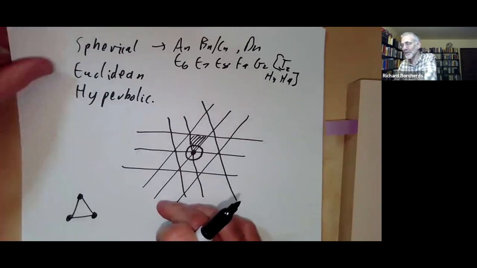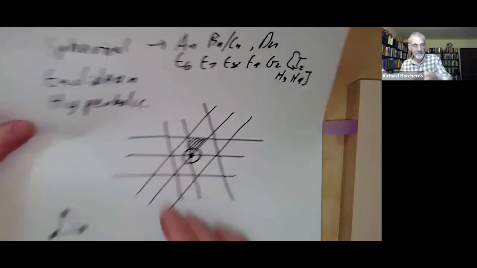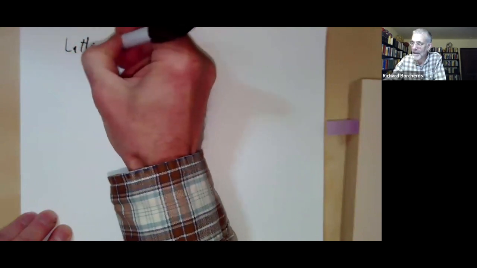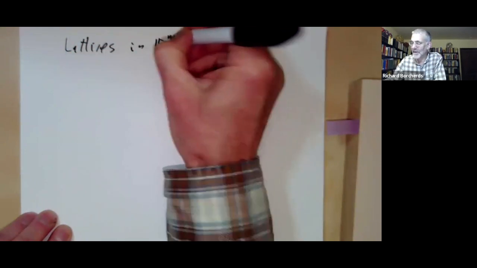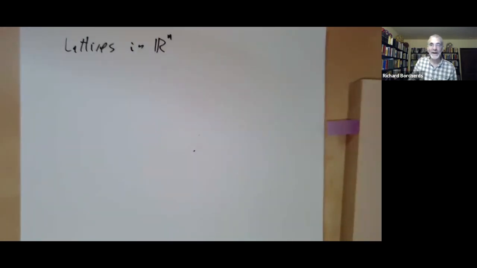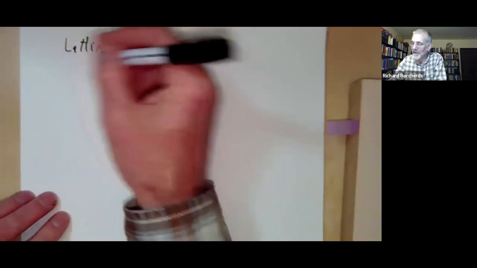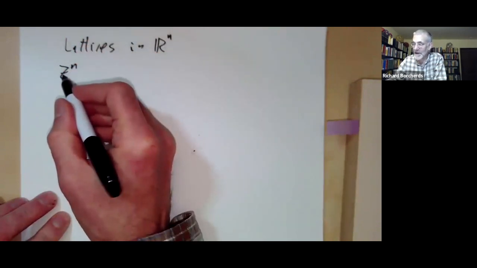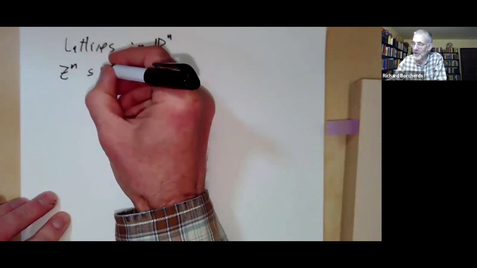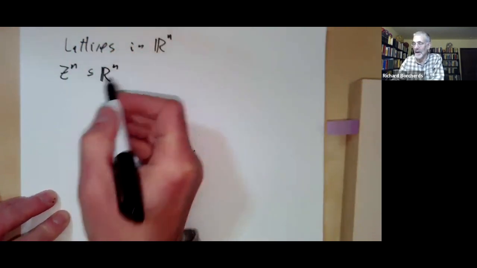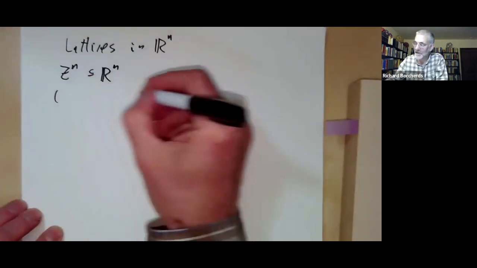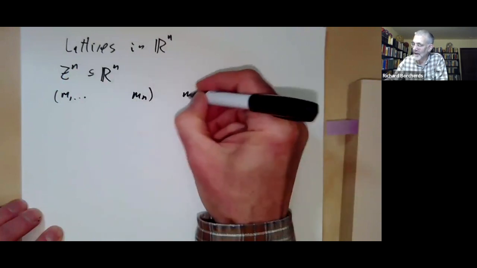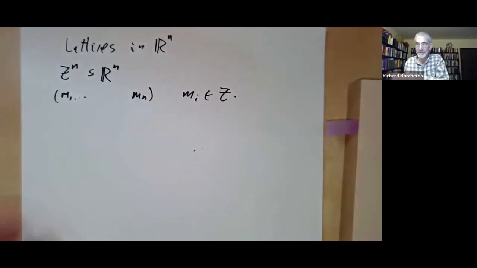And what we're going to be doing is looking at reflection groups of lattices, and we might start with lattices in Euclidean space. So an obvious lattice in Euclidean space is just all points with integer coordinates. So it's a copy of Z^n contained in R^n. So you can think of these as all the vectors (m1, ..., mn) with each mi in the integers.